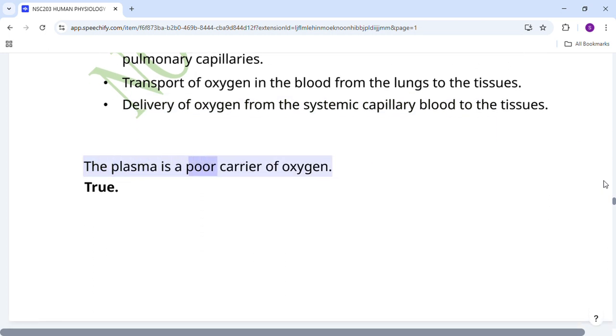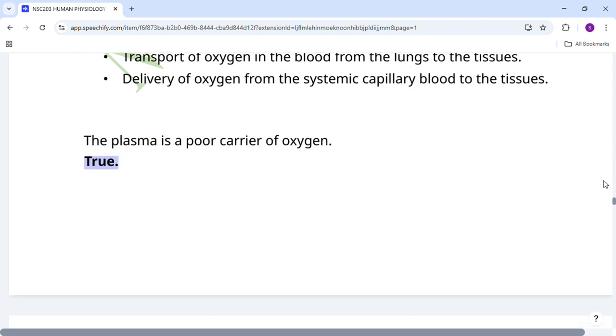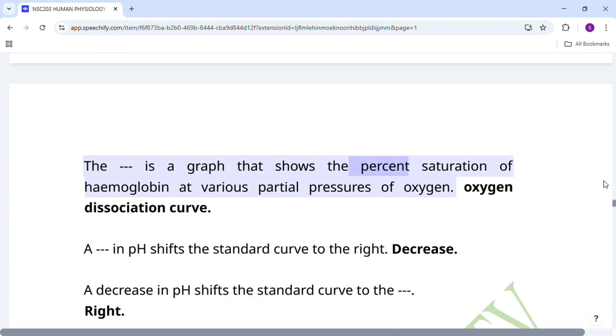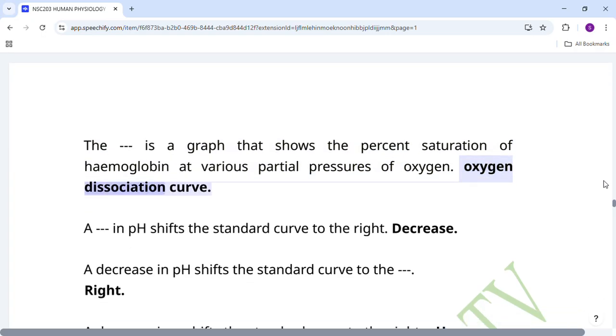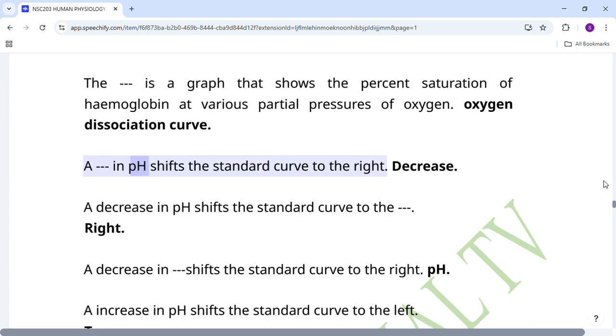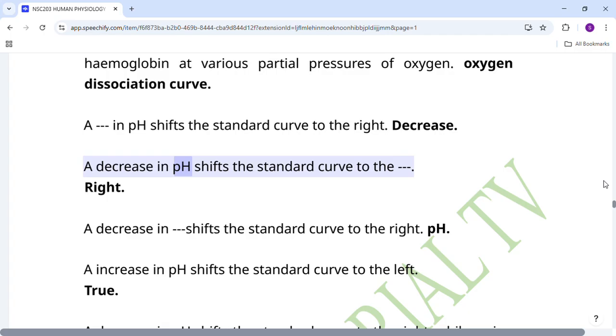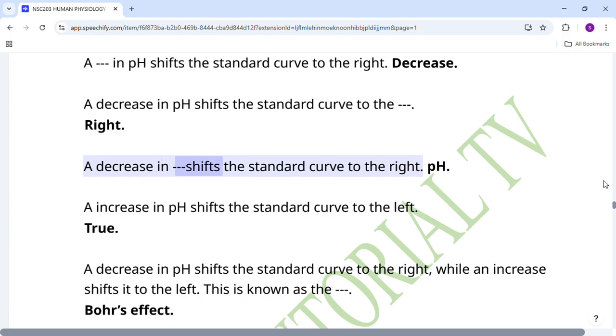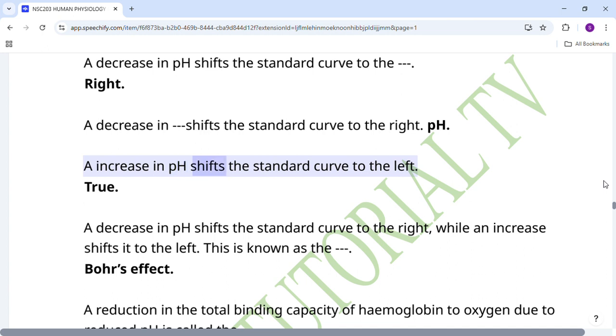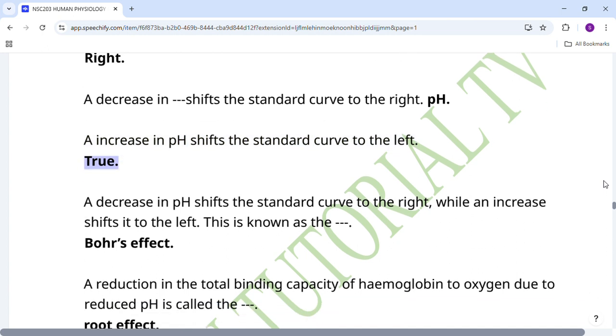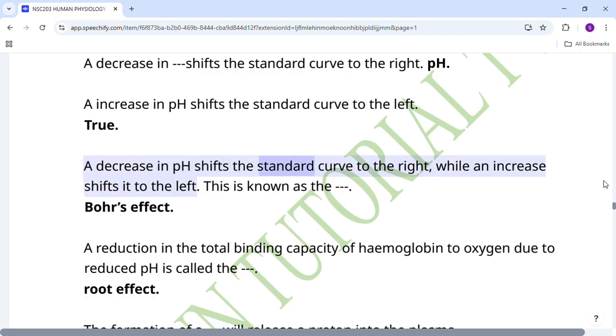The plasma is a poor carrier of oxygen. True. The oxygen dissociation curve is a graph that shows the percent saturation of hemoglobin at various partial pressures of oxygen. A decrease in pH shifts the standard curve to the right. An increase in pH shifts the standard curve to the left.